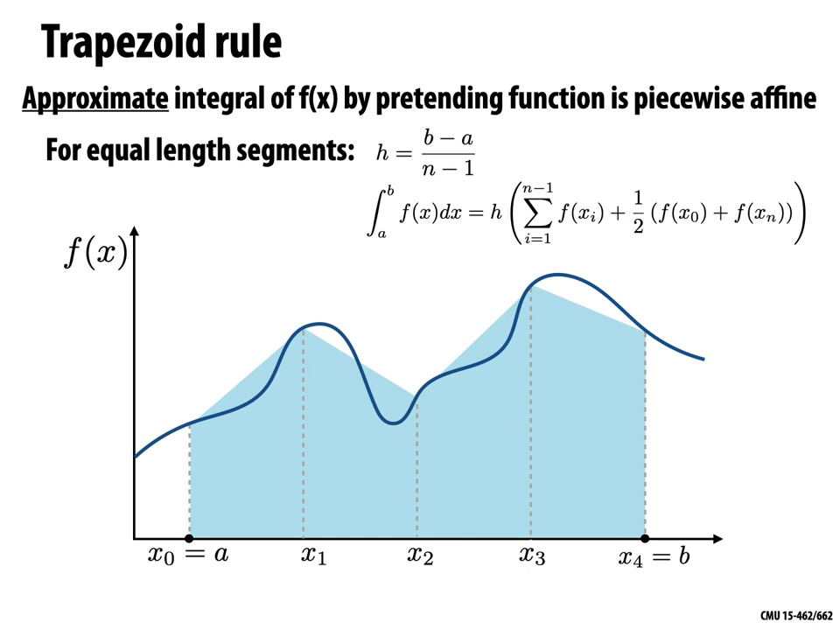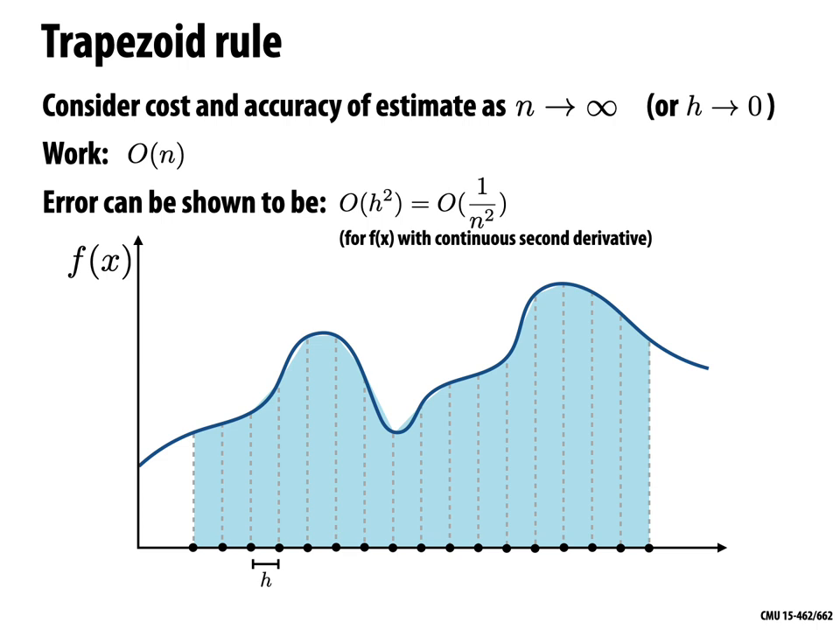Let's think now about what is the computational cost of using this quadrature strategy, this so-called trapezoid rule. How much work does this take? Well, we can think about it in the following way. In order to get an accurate estimate of the integral, we need to make these intervals smaller and smaller. And so we can ask about the asymptotic cost as the number of intervals goes to infinity, or as the size of each interval goes to zero. How much does this cost?